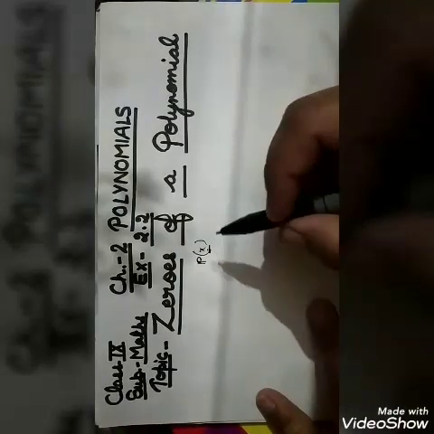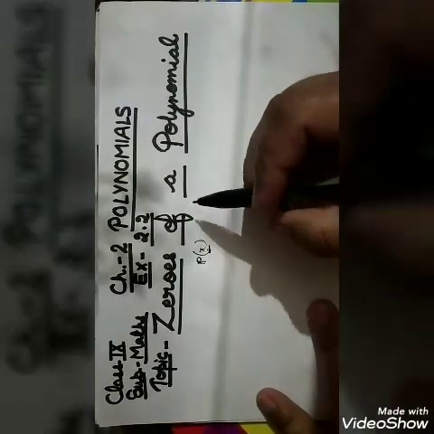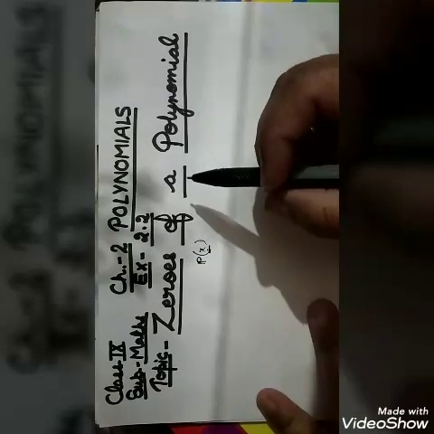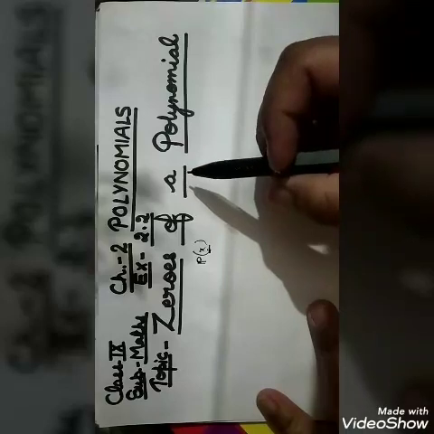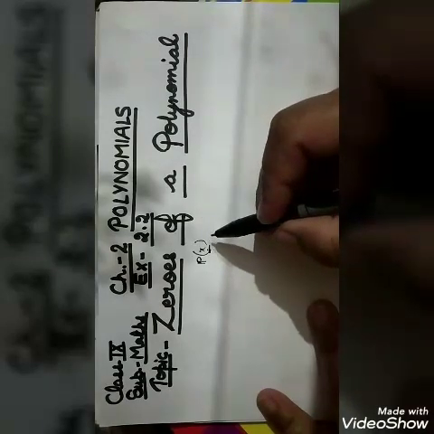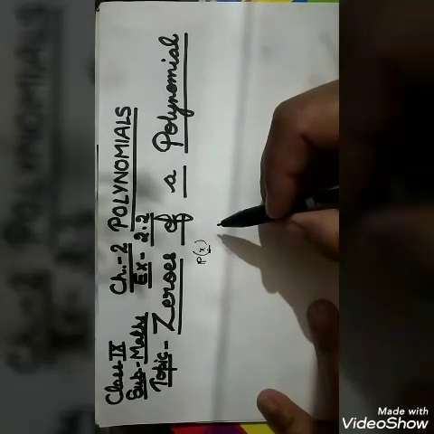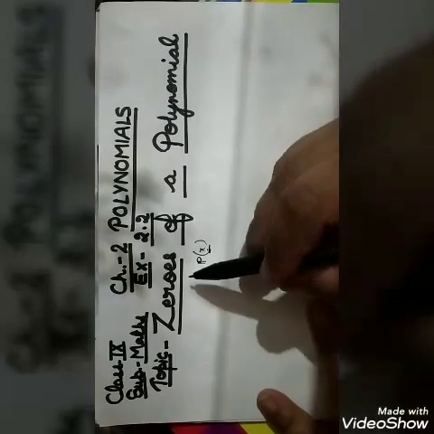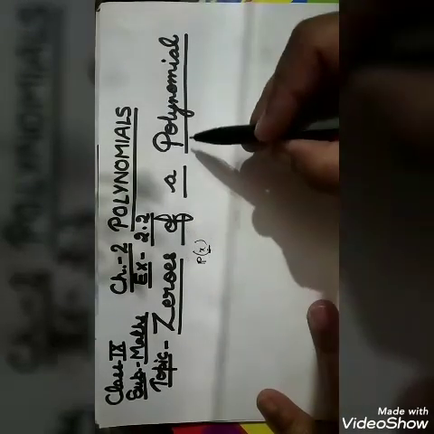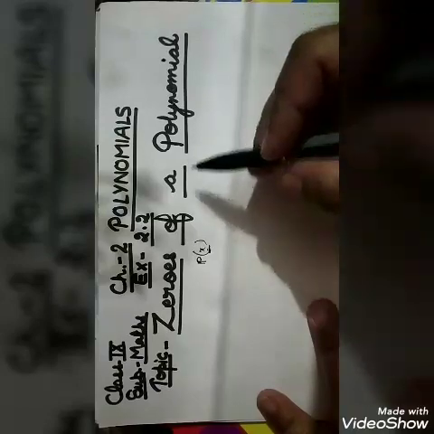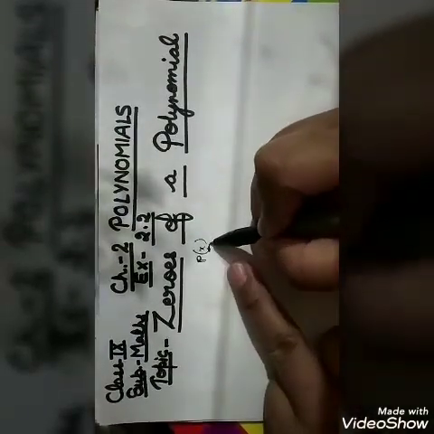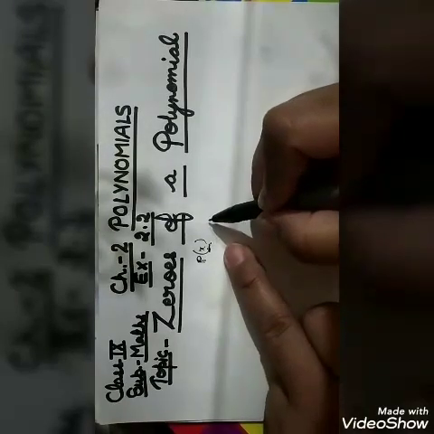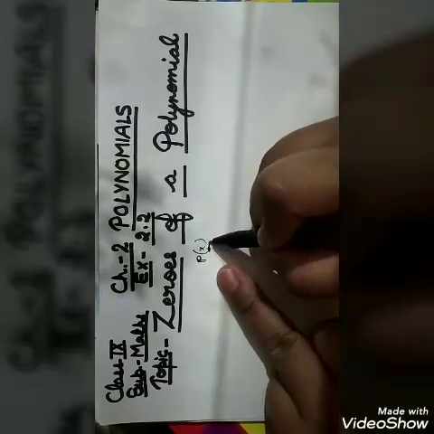Hello students, in the previous video we studied polynomials in one variable. We have learned the classification of polynomials on the basis of terms and on the basis of degrees. Now in this video we will study the zeros of a polynomial. So let us begin. We know that p(x) denotes a polynomial in one variable x.